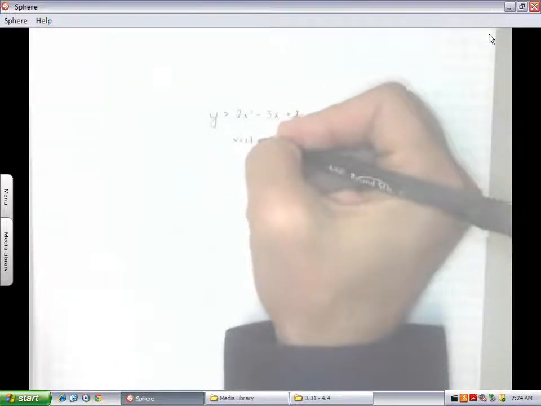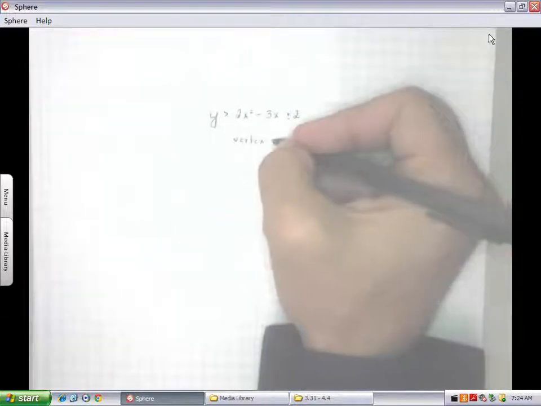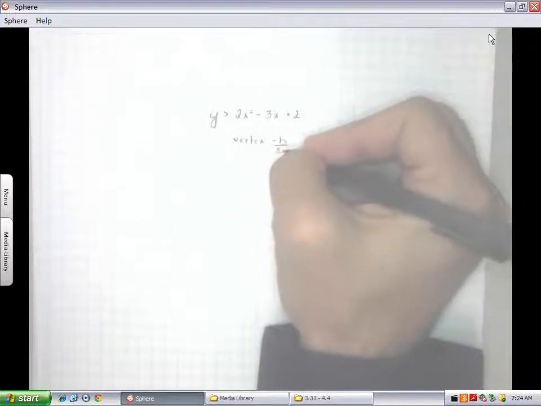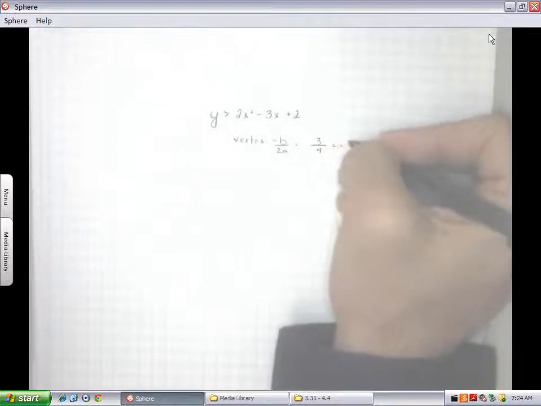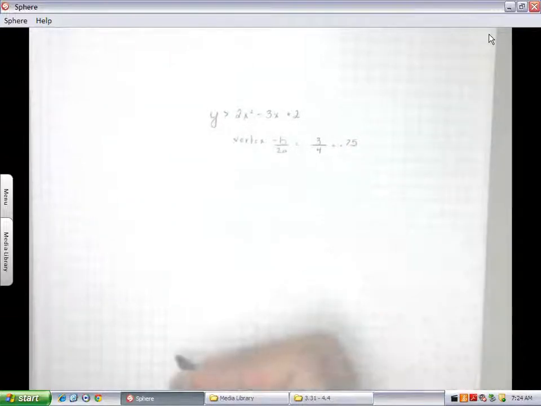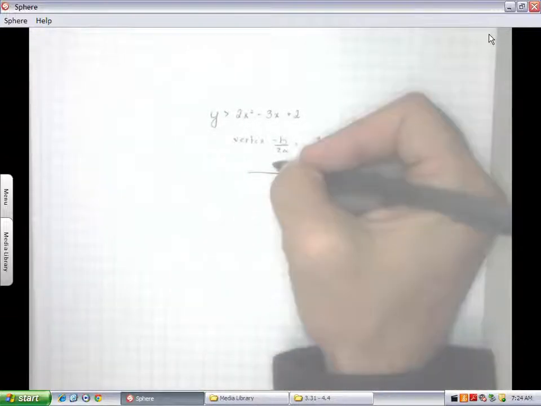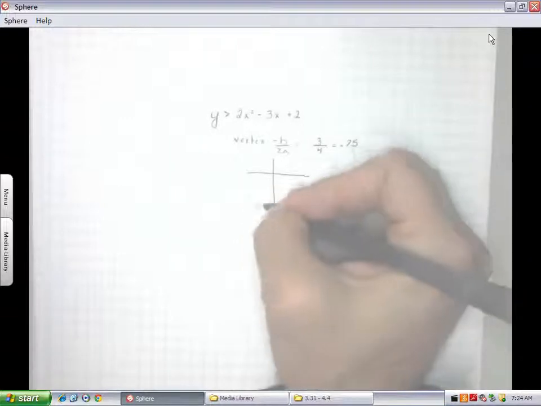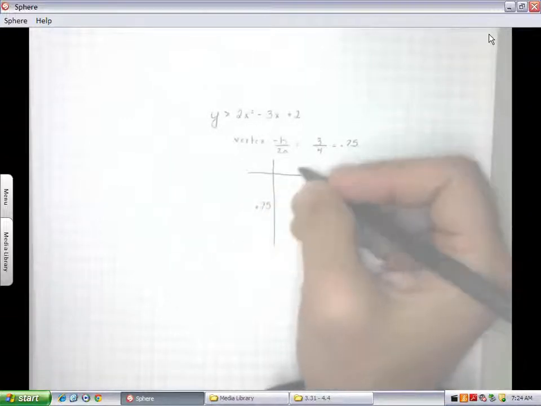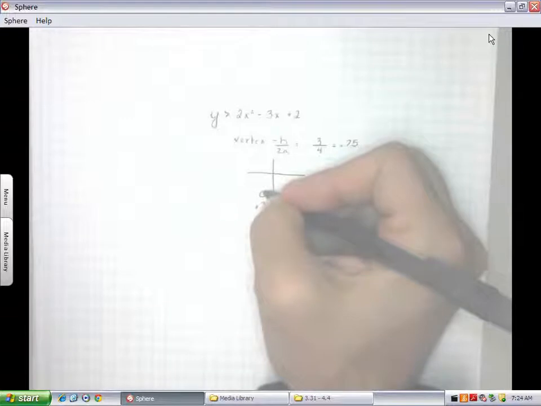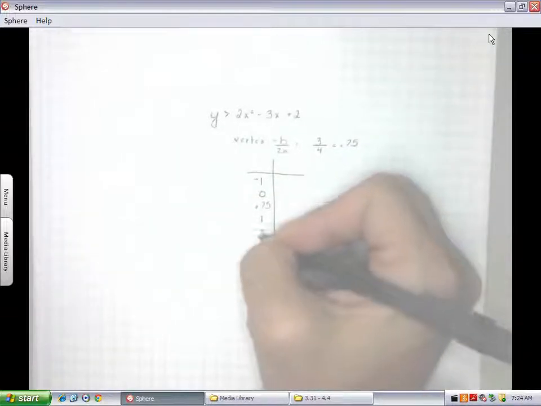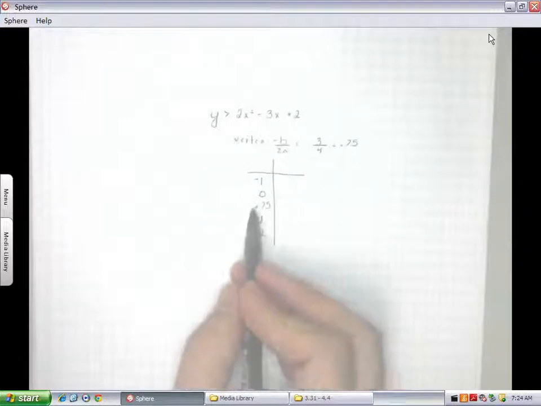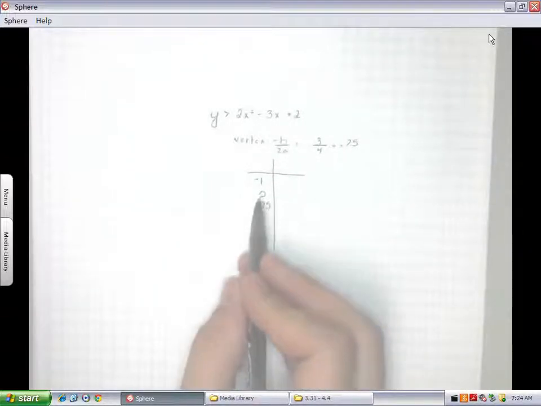Since this is in standard form, I'm going to do negative b over 2a. So that's going to give me negative 3, which is positive 3, over 2 times 2, which is 4, so 0.75. I'm going to go right to my table. So 0.75 is at the center of my table. Now I'm going to pick two integers smaller than 0.75, 0 and negative 1, and then 1 and 2. It's important that I notice 0.75 is closer to 1 than it is to 0.